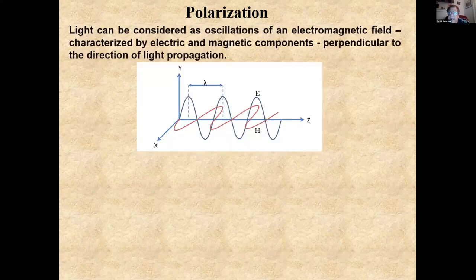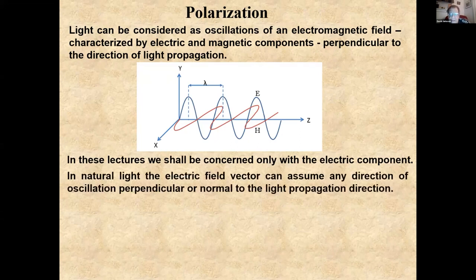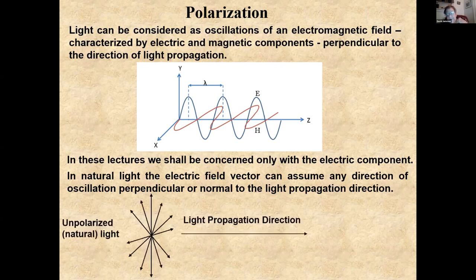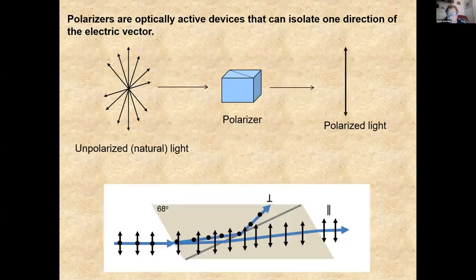We know light can be considered as oscillations of an electromagnetic field, characterized by electric and magnetic components which oscillate perpendicular to the direction of light propagation, as shown here. But we're only going to be concerned with the electric component in these lectures. So in natural light, the electric field component can assume any direction perpendicular or normal to the light propagation direction, as I'm trying to illustrate here. But polarizers are optically active devices that isolate one direction of the electric vector. So here I insert a polarizer and I'm trying to illustrate I've picked out one of those. If I rotate the polarizer, I'll get a different one.